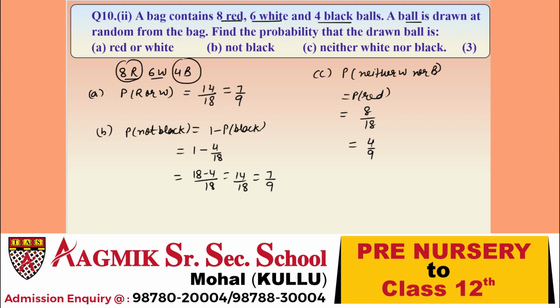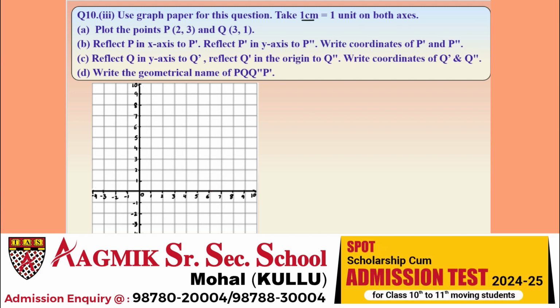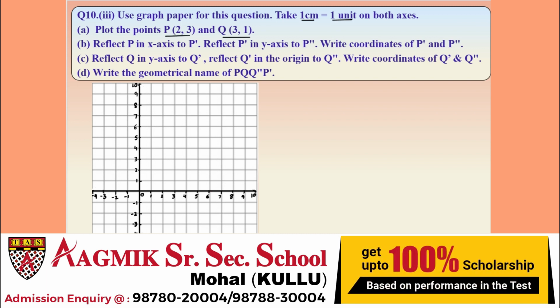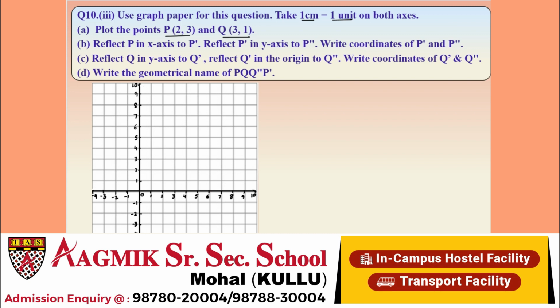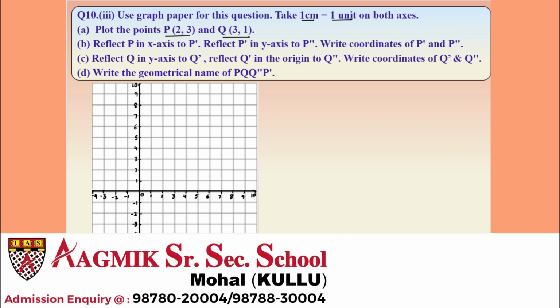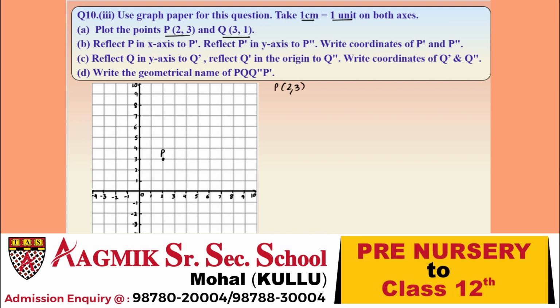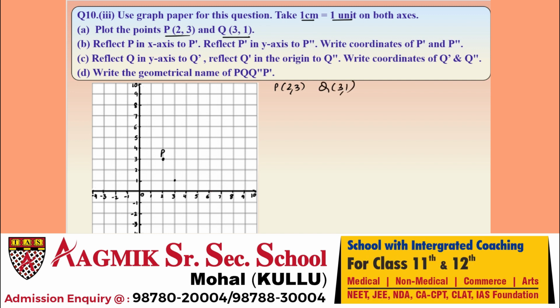Now let's have a look at one last question. Question number 10. Use graph paper for this question. Take 1 centimeter as 1 unit on both axes. First of all, plot the points P(2, 3) and Q(3, 1). So let us take these points first of all. P is (2, 3). So this is point P, right? So P has coordinates (2, 3). And then Q has coordinates (3, 1). So (3, 1) is this point.